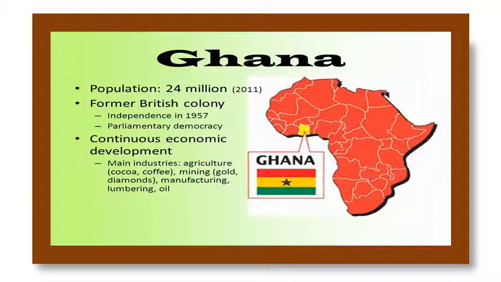mining. Yes, mining is also an important industry in Ghana. And dear students, Ghana is known for the mining of gold and diamonds. Gold and diamond mines are here, but it is supposed to be a poor country. Apart from agriculture and mining, manufacturing, lumbering, and oil industries are also available in Ghana.